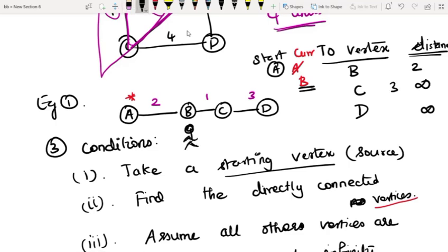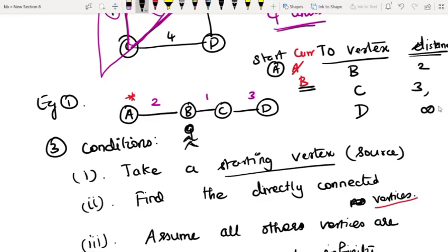So is 3 less than infinity? Of course, 3 is actually less than infinity. So replace the infinity with 3. Understand that you have to find the shortest distance only. So if the previous distance that is noted here is greater than the current distance, then replace that value with the current distance.